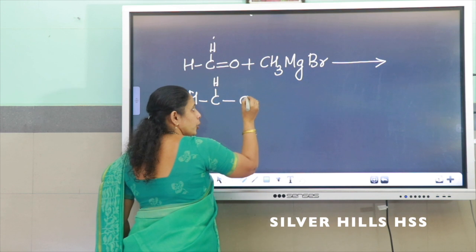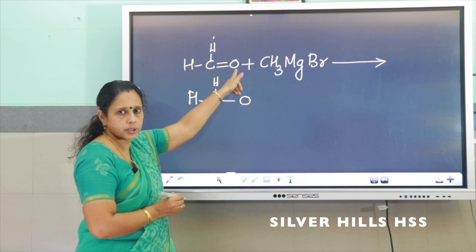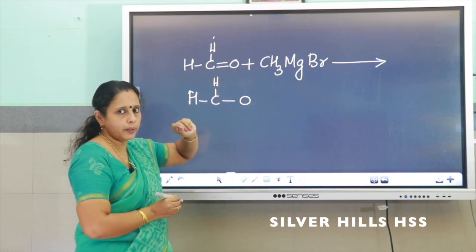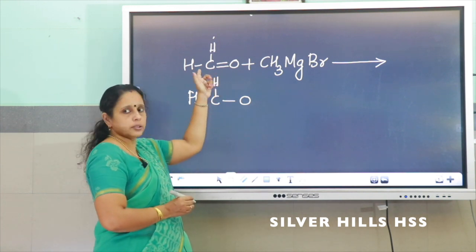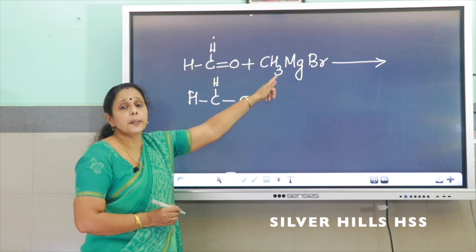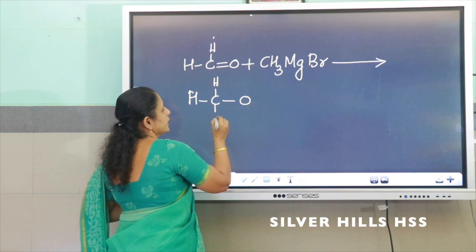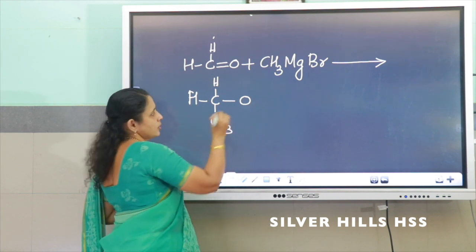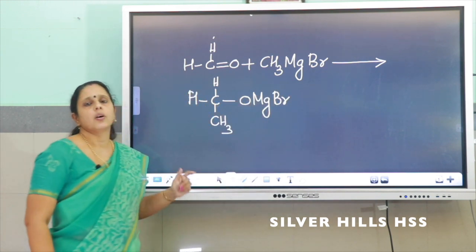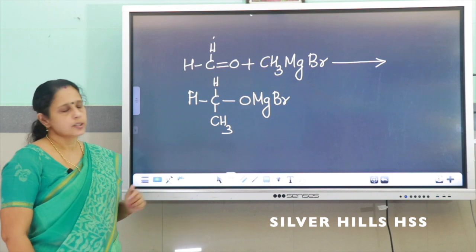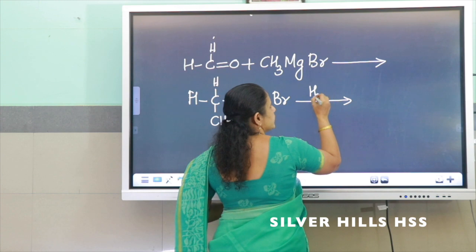H-CH-O single bond. That means the pi bond is shifted to the more electronegative oxygen, and oxygen acquires a small negative charge and carbon acquires a positive charge. To this carbon, the negative part of the Grignard reagent, the alkyl group, is added, and the oxygen becomes OMgBr. So, this is the addition product, and this undergoes hydrolysis.